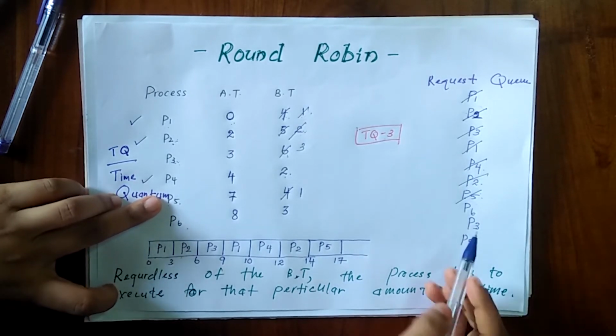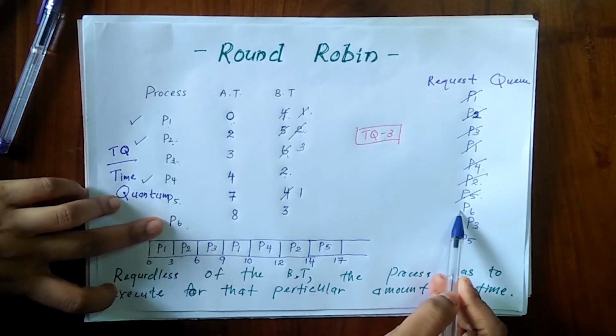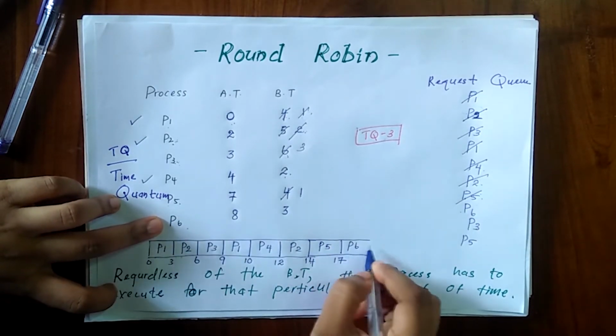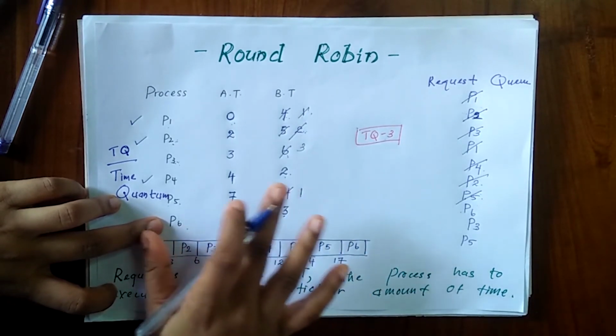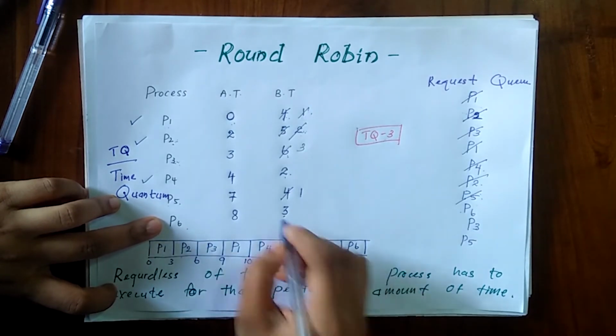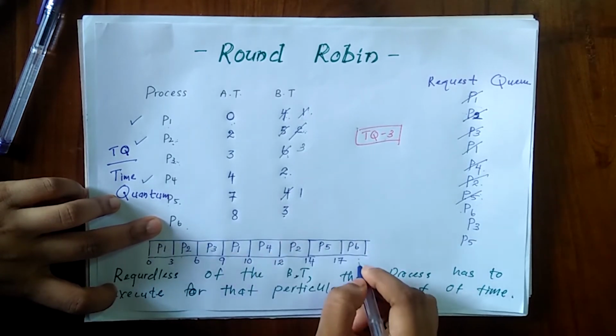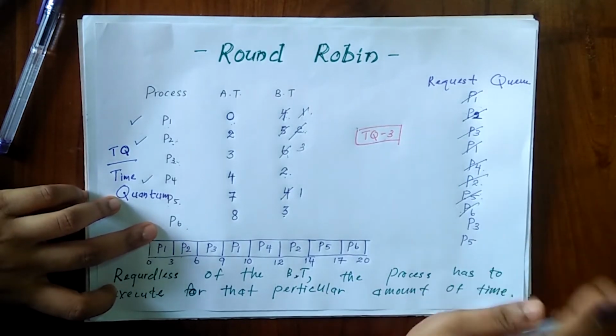Right? And then we come to P6. P6. We write P6 here. Here also the burst time is 3. So without any doubt we can place P6 here. The complete burst time it is 20. Right. So we are done with P6 as well.